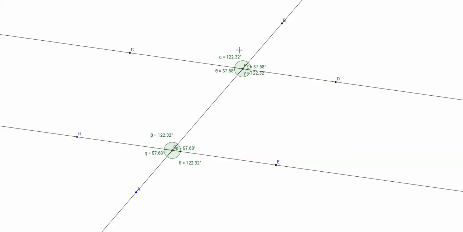Now, if you think about it, what's 122.32 plus 57.68? It's 180 degrees, as it should be, because these two angles here are supplementary. And if I were to move D around, those four angles are all going to be congruent to each other.